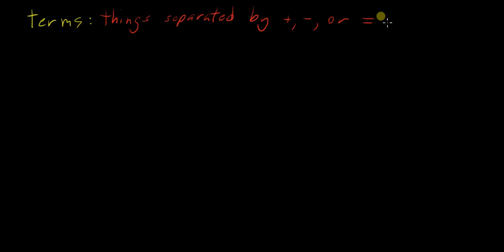First thing we need to do, we need to define terms because that's something we're going to talk about. The definition of terms is things separated by plus or minus. And really, we can include the equal sign too, because the equal sign definitely splits things up. But the true definition is things separated by plus or minus.